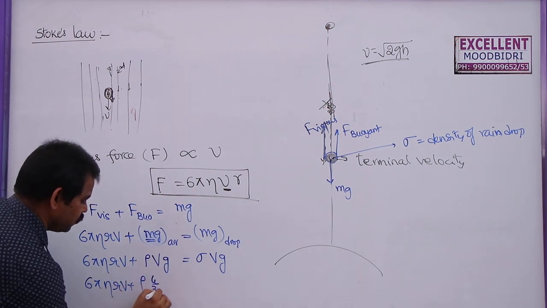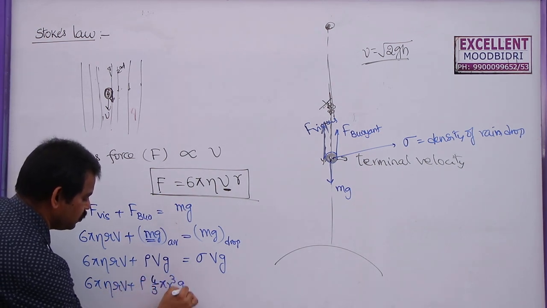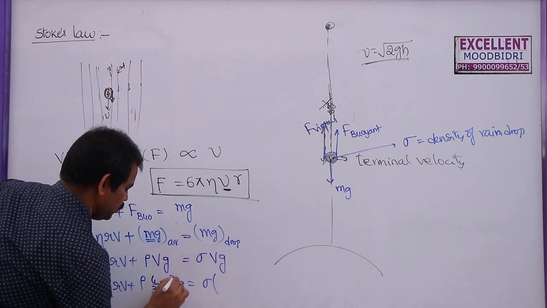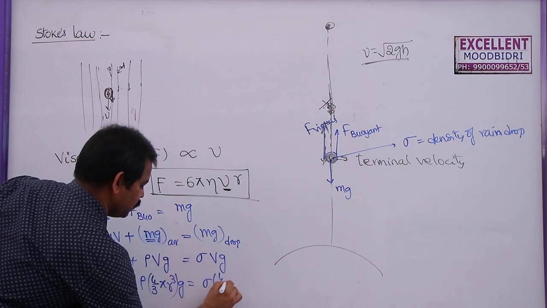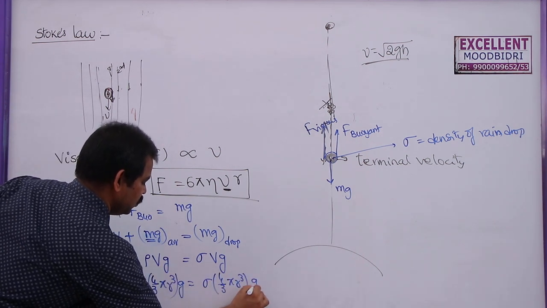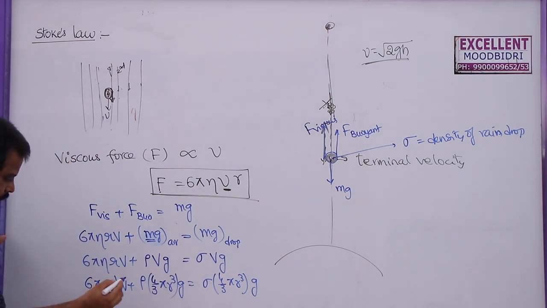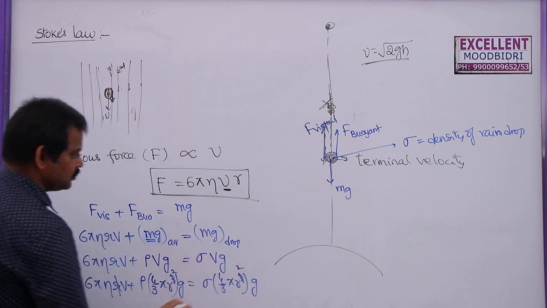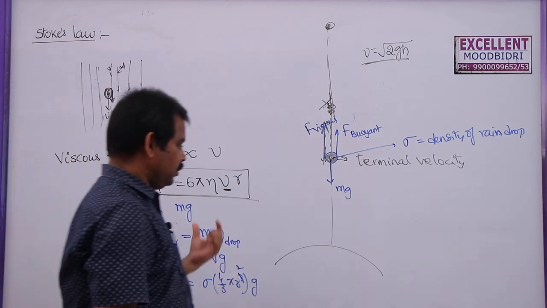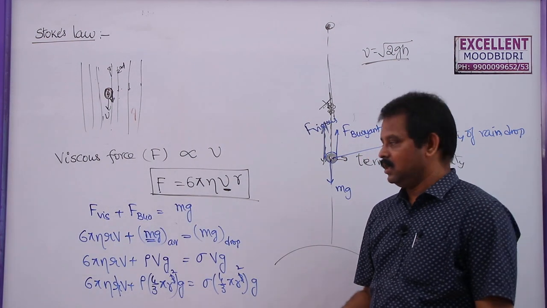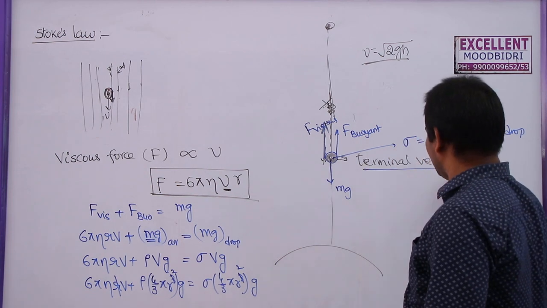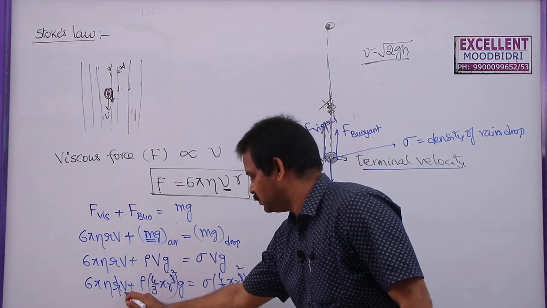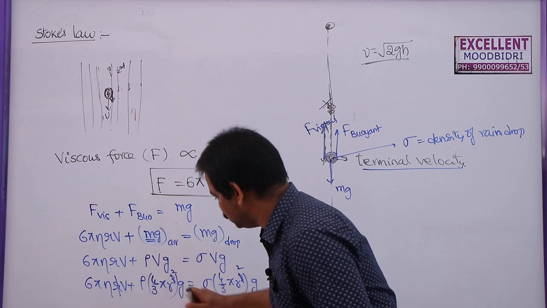So this is 4 by 3 pi r cube into G is equal to sigma into, this is also 4 by 3 pi r cube into G. You can cancel this r here, one r will cancel r square, one more r will cancel r square. So now I need to find out the velocity. That velocity is known as the terminal velocity, the velocity with which the raindrop is falling. So I am going to find out this velocity here.